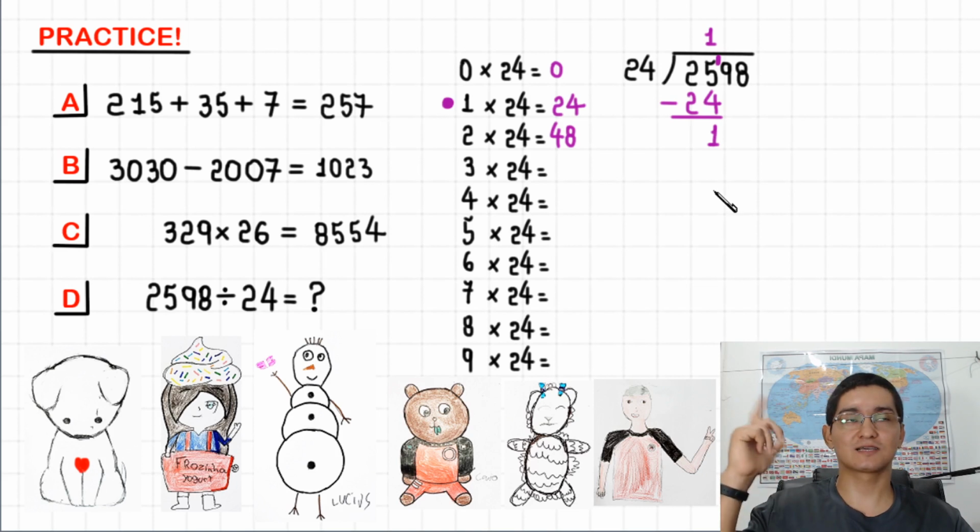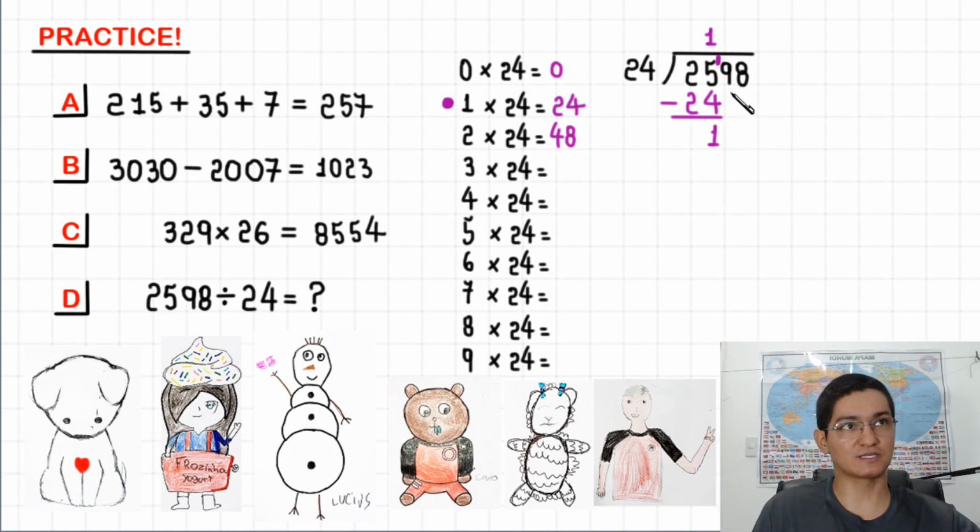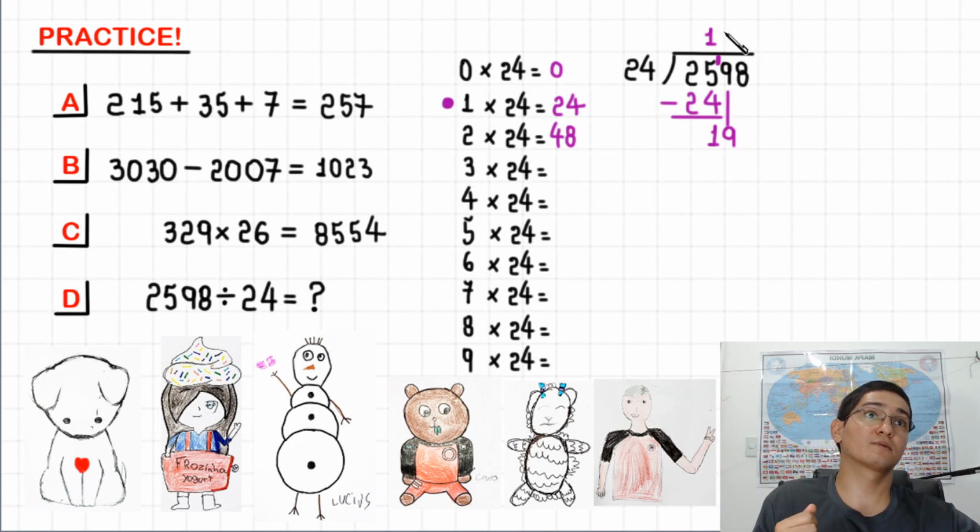Well, let's continue. After a subtraction, we bring down the next digit. The next digit in this situation is 9. That means that now we have here 19. Well, we ask the question, how many times does 24 go into 19? You will say that not even once, because 19 is less than 24. So the number that goes in this position is 0.